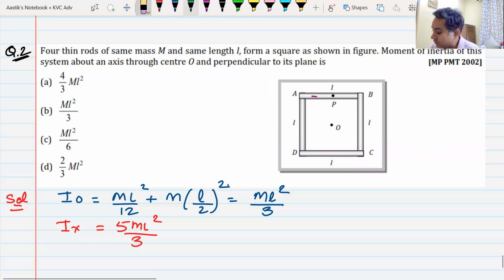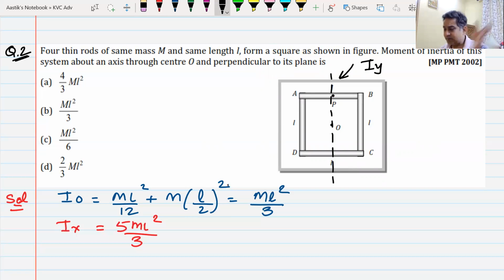And I have this last axis for you, my dear friends. This axis, I might call it the y-axis. Because if I give you the y-axis along one of the sides, it will be same as the x-axis along one of the sides. So now I'm giving you the y-axis along the center. Whatever is the moment of inertia about this, it will be same as along this. Do you understand this? Yes or no? Yes, because the figure is symmetrical. So what is the moment of inertia about this y-axis? 5 by 3 m L square.